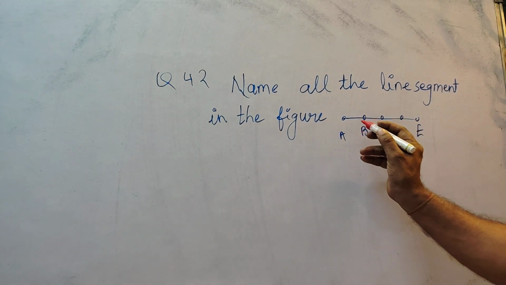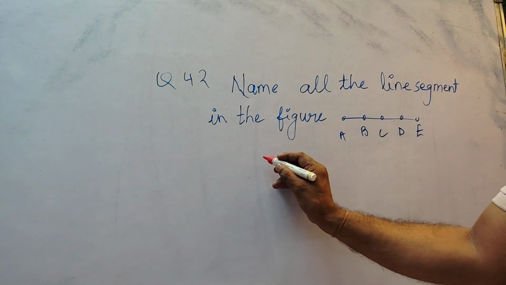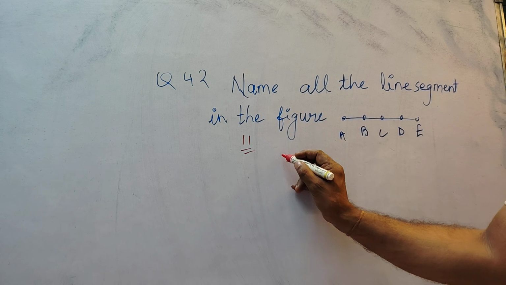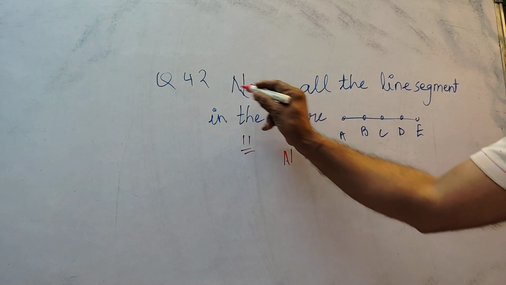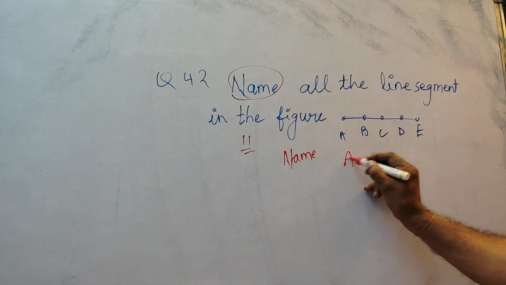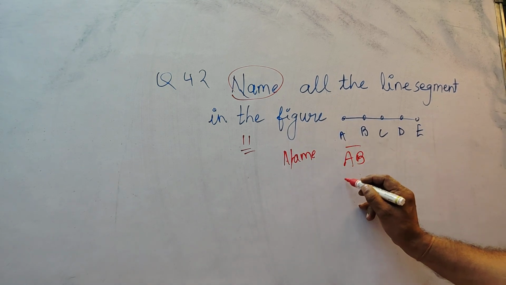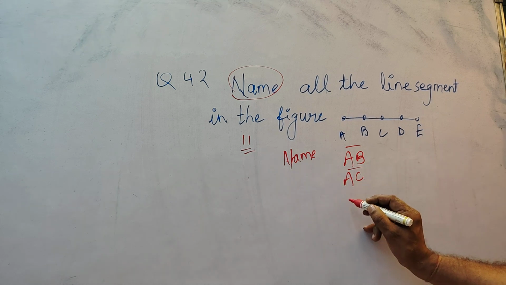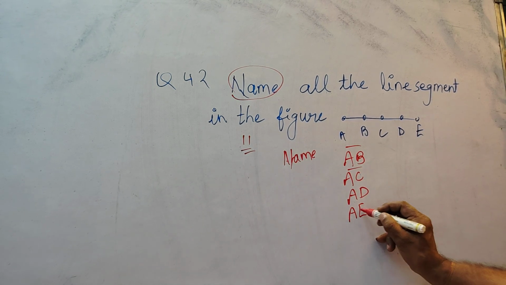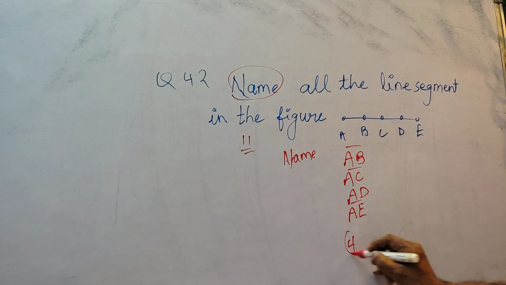So come to first line segment. 11. Yes, you are telling 11. Okay, we can check. Name them. Question. So we first do A. A B. Yes. Then A C. Yes. A D. Yes. A E. Yes. So from A there are four line segments.